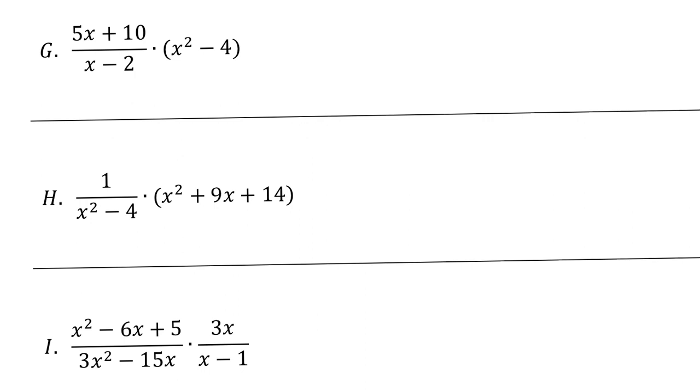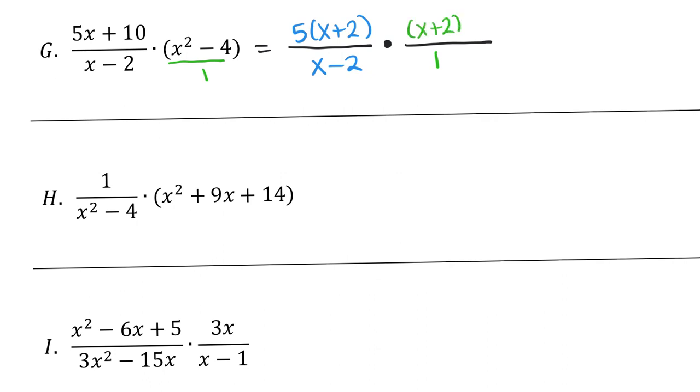Okay, G, it does look a little funny, but let's start with the first one because that looks okay. So the first fraction, 5x plus 10, I can take out the 5. So 5 times x, 5 times 2. x minus 2 is going to stay x minus 2. Now for the second fraction, it's not actually a fraction, so we are going to make it a fraction. I can always put a 1 at the bottom, just so we can keep track of what's the top and the bottom. If I factor x squared minus 4, I'm going to have x plus 2, x minus 2.